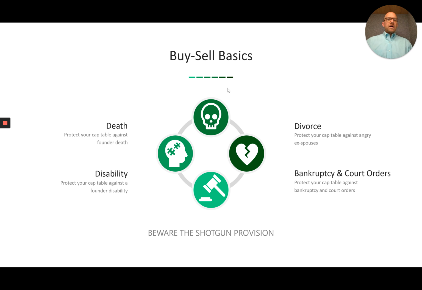Basically, the basics of a buy-sell provision are for protecting a business from these types of events occurring with an owner. So one of the primary things that it focuses on is protecting the cap table against the death of an owner. One thing that's important for businesses is to be able to control who owns their business, who has voting rights, and how all that works.